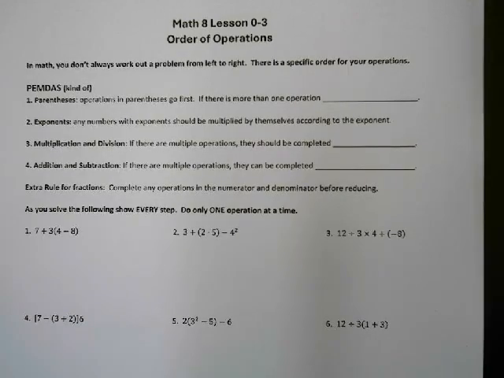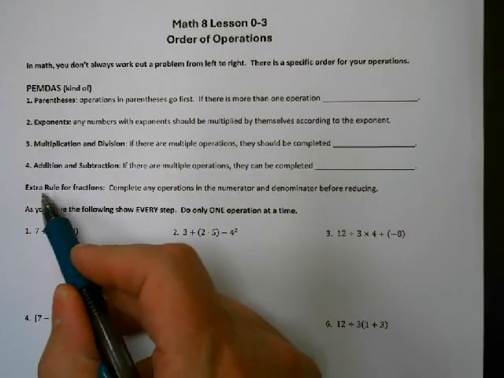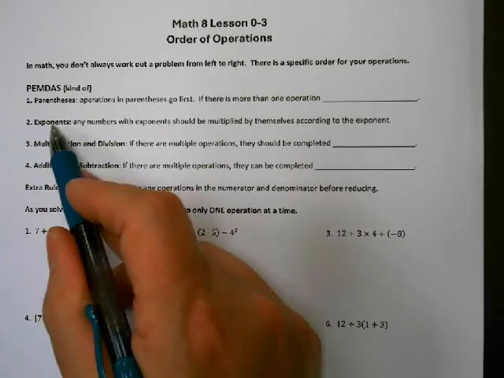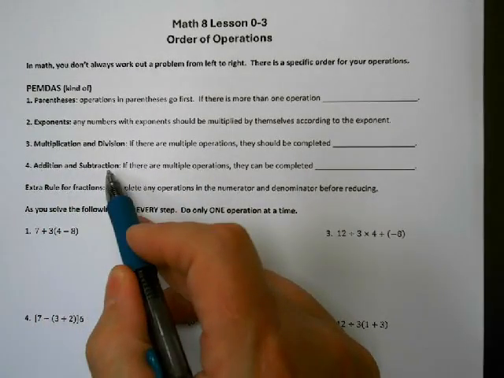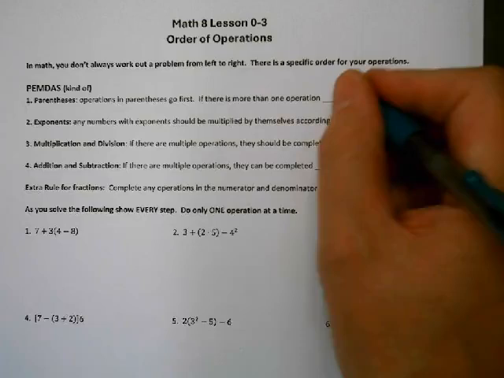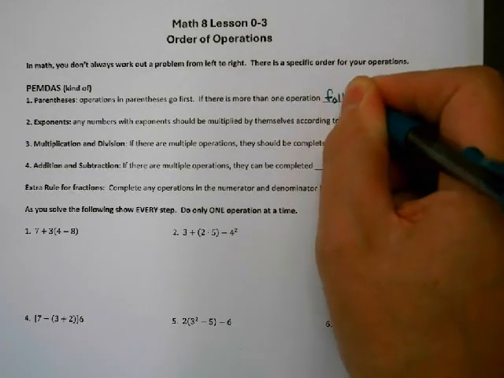first. Now, if there is more than one operation, so maybe you have addition and multiplication inside of the parenthesis, then you just follow the PEMDAS order. So multiplication would come before addition. Exponents would come before subtraction. So whatever is in the parenthesis, whatever operations are there, you're going to follow PEMDAS if there's more than one operation.